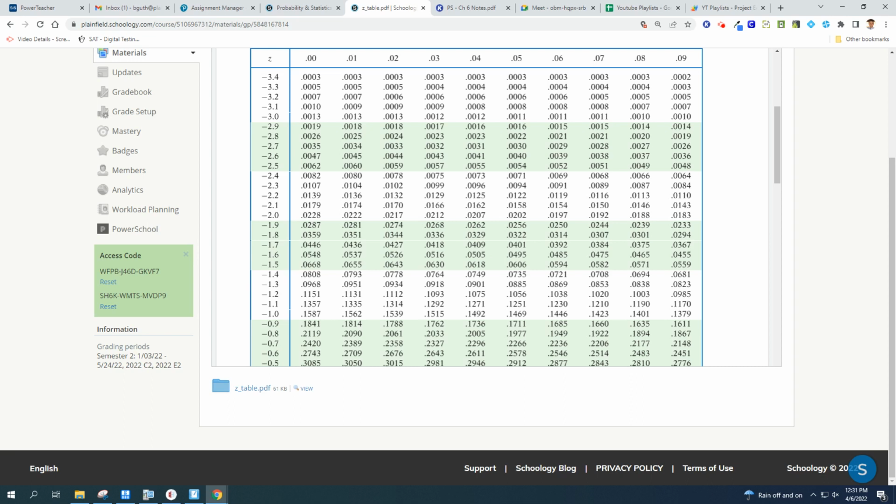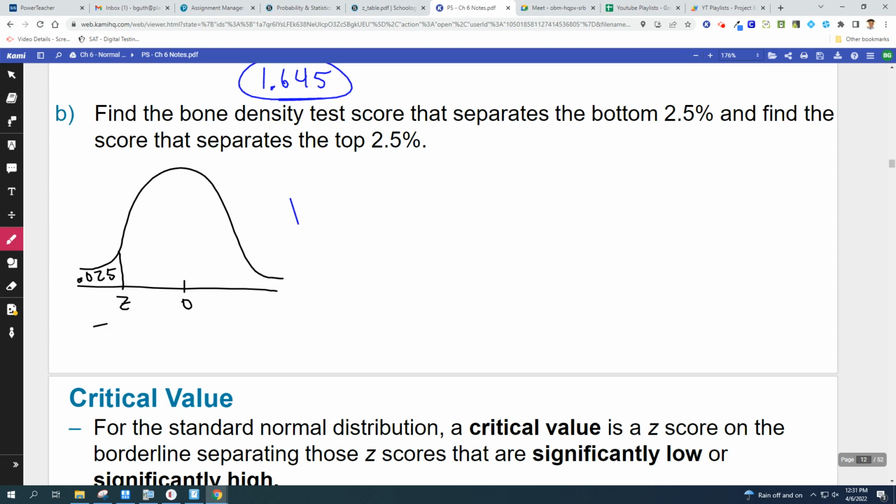Sometimes it's kind of hard to find. That one's 0.0025, so that's not it. That's too small. 0.025 is right there. Okay. That's negative 1.96. Negative 1.96. That's the z-score that separates that bottom 2.5%. If you were doing your calculator, that would be inverse normal. You got 0.025 as your area, 0 and 1, and left.